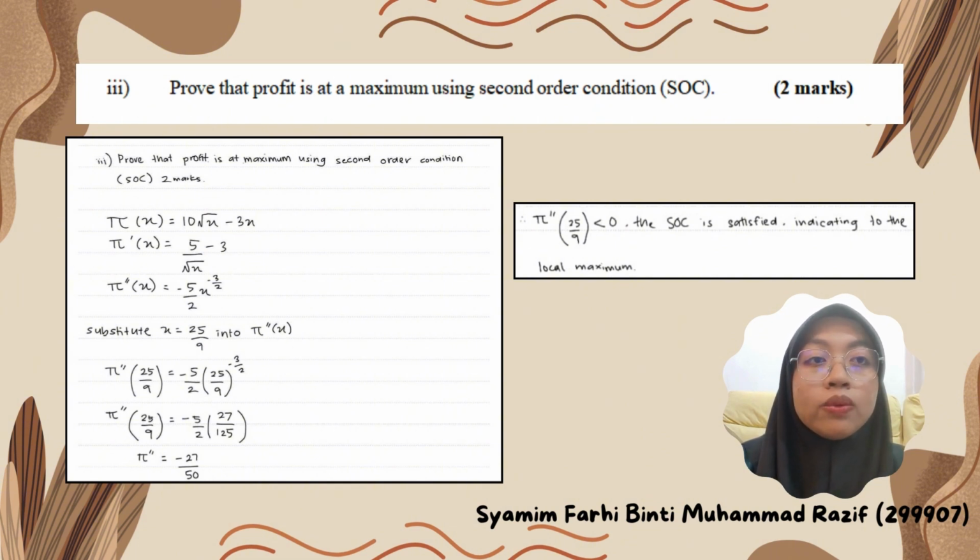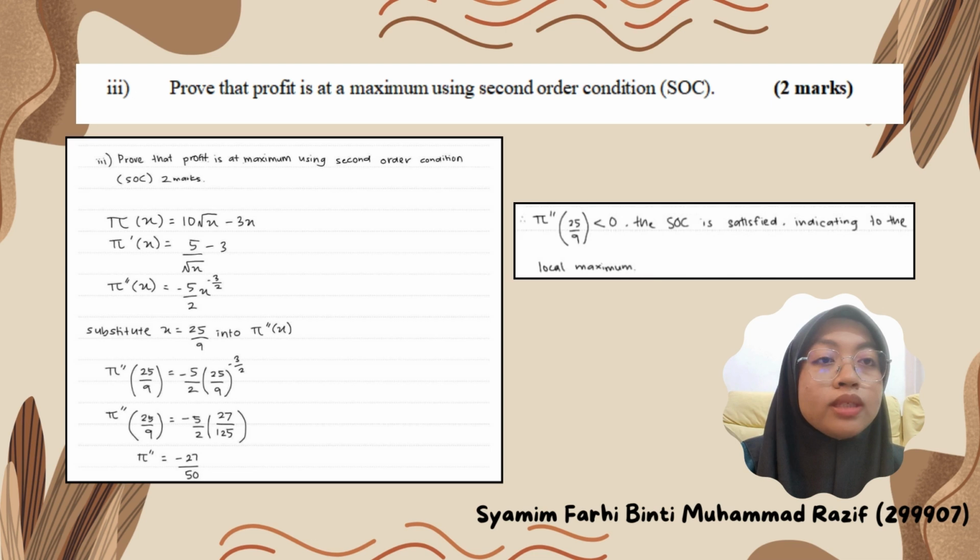So the new equation will be pi double prime of 25/9, equal to -5/2 times 25/9 to the power of -3/2. So we need to solve the power of -3/2 first.